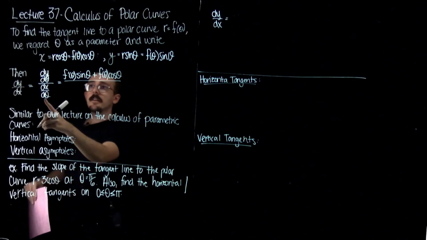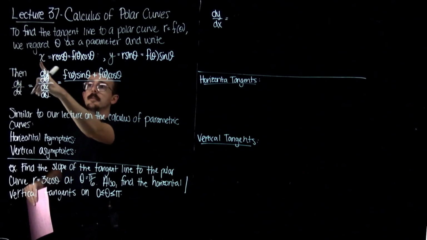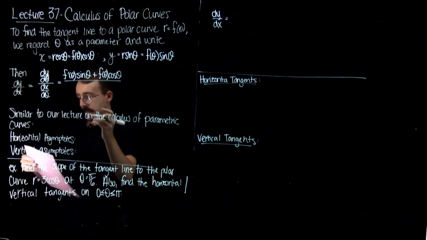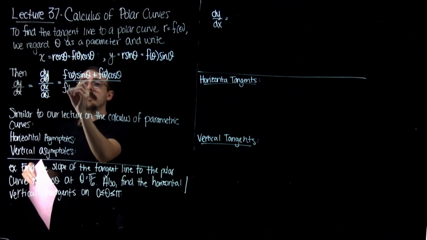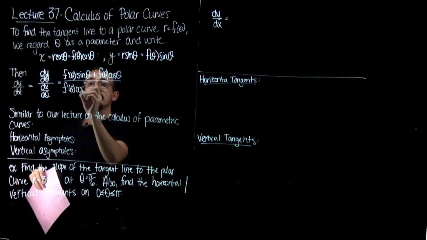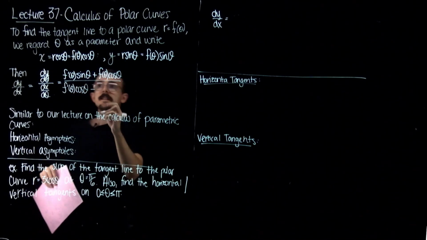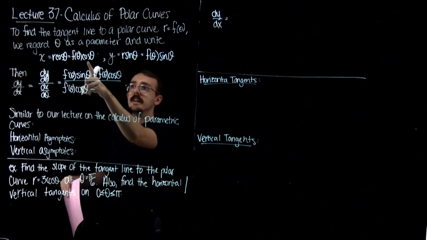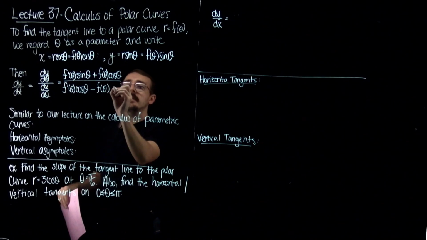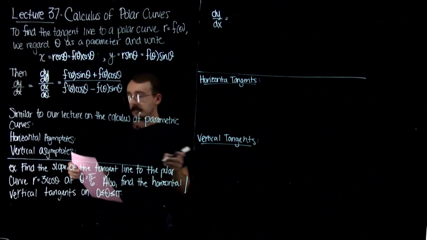I'll do the same thing for this equation right here. For the derivative of x with respect to theta, I'll use the product rule. So you're going to get f prime of theta, and we leave cosine alone. And then you actually get a minus, because the derivative of cosine is negative sine. So you leave f of theta alone, and the derivative of cosine is negative sine.